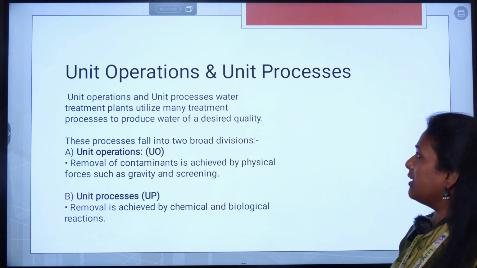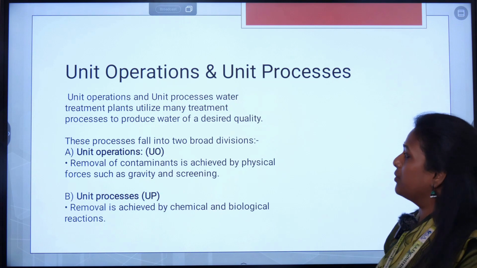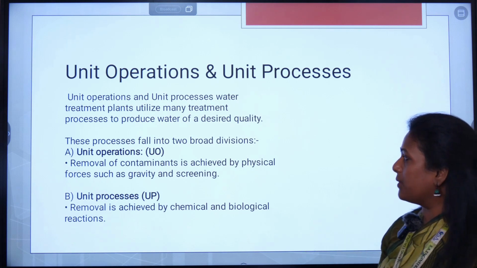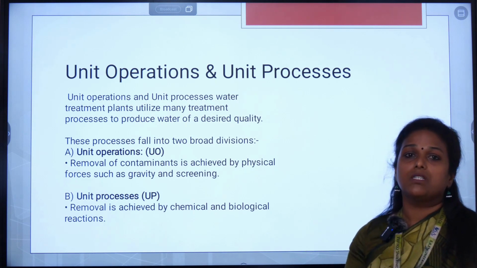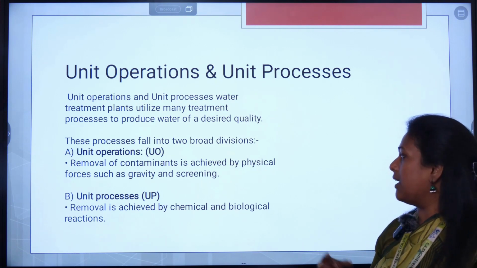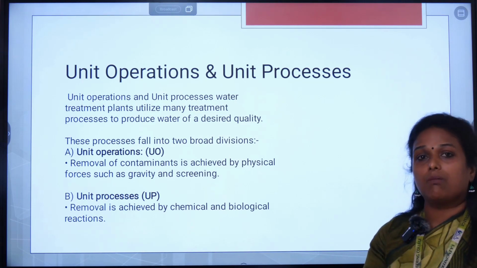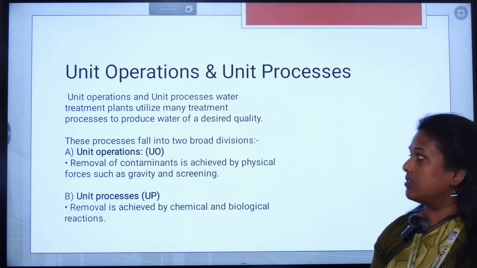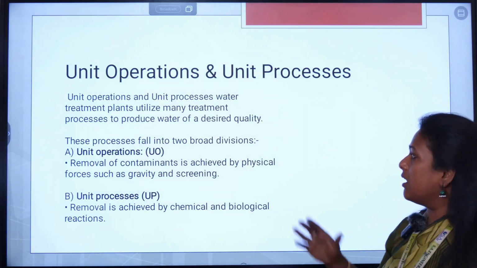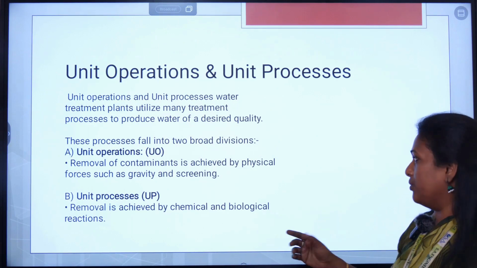To treat the raw water, we have certain unit operations and unit processes. First, let us see what a unit operation is. Unit operation means we are removing the contaminants from the raw water by using physical forces like gravity and screening. Unit process is where we use a chemical or biological treatment to treat the water. That is the basic difference between unit operation and unit process. So we are treating the water either by unit operation or by unit process.